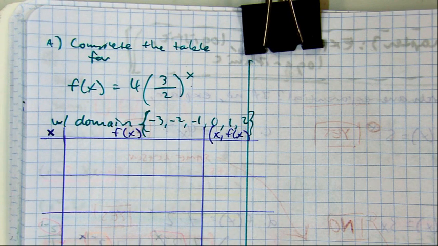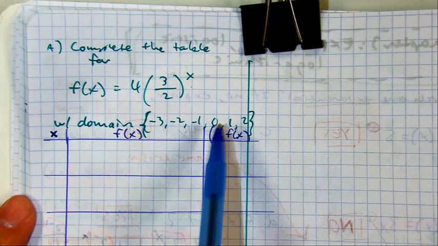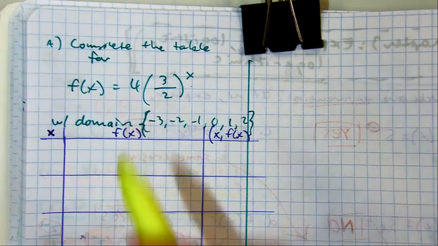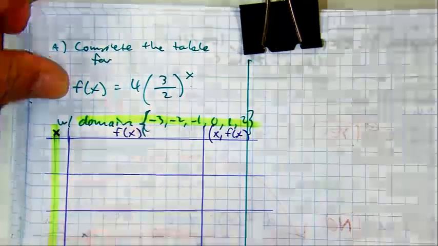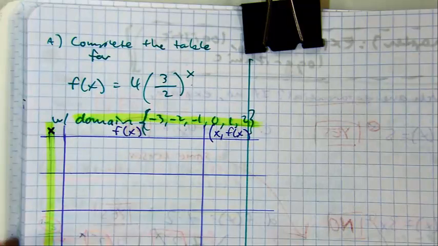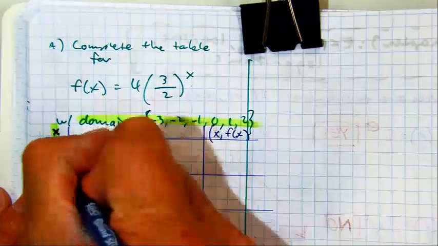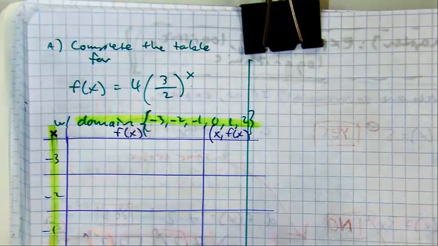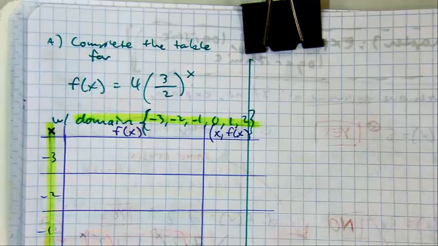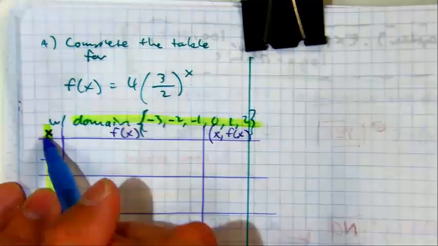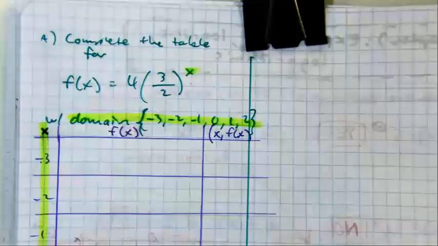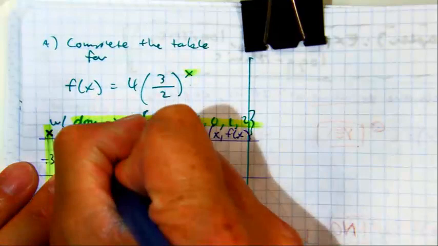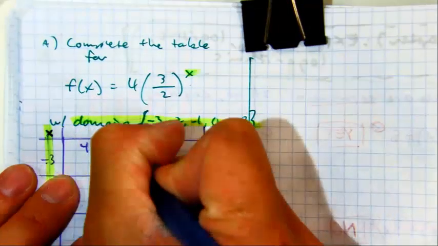Okay, so we're supposed to complete this table for f of x equals 4 times 3 halves to the x. And it tells us the domain is all those numbers. Remember, the domain refers to which variable, class? The x's. So this whole column over there, I'm just going to write those numbers. So that means I'm going to have -3, -2, -1, 0, 1, and 2. And basically what it means is we're just going to put in x for -3 over here. So I have 4 times 3 halves to the -3 power.